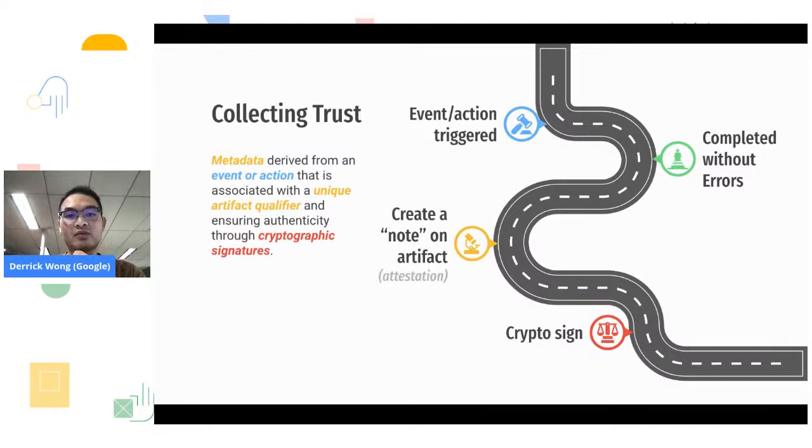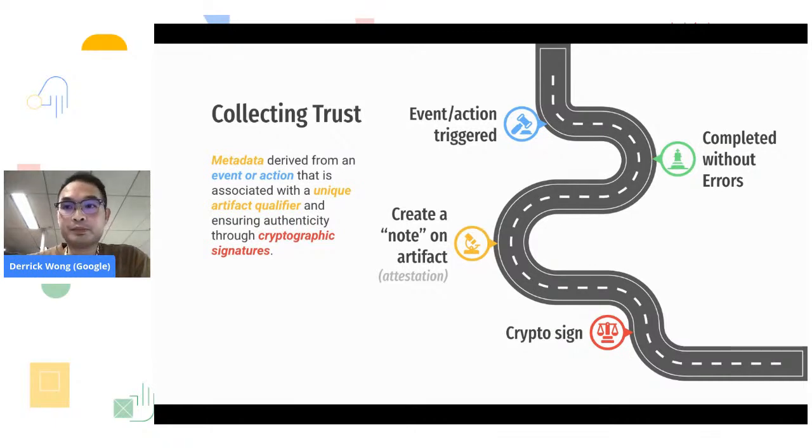So, collecting trust. This is one of the very important concepts in this solution. That means if an event or action is triggered, and then the action is completed without any error, then you should be able to create a note on the artifact and then cryptographically sign it. This is the explicit trust we're trying to explain.